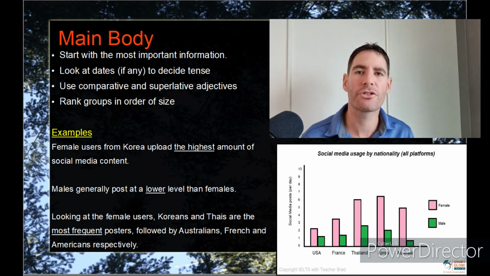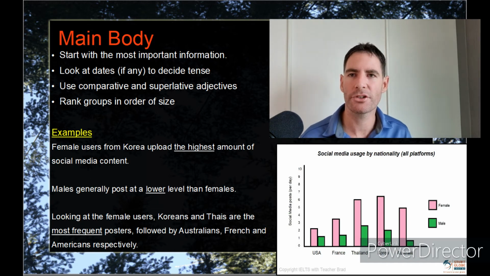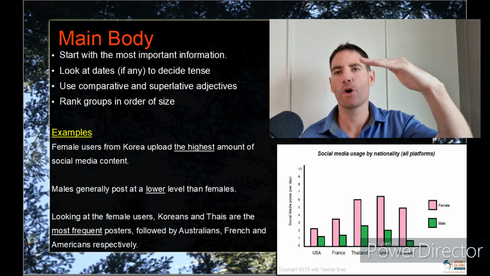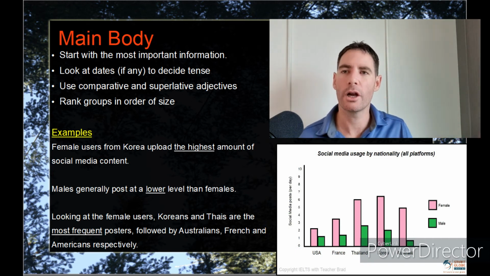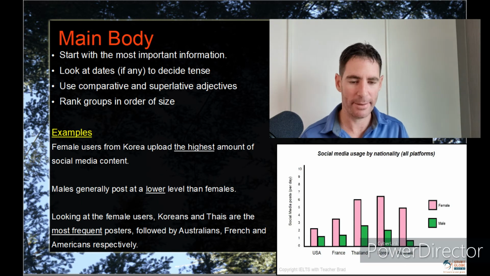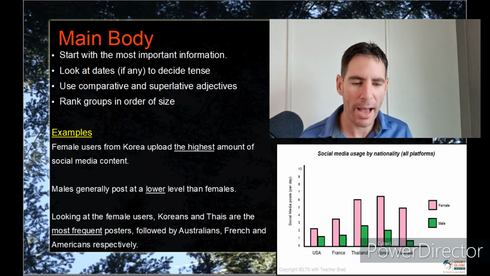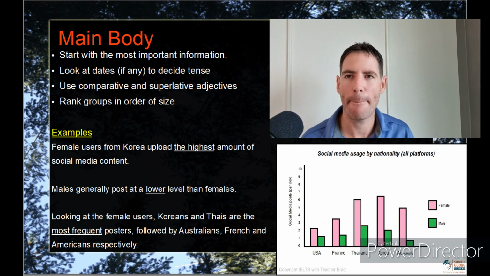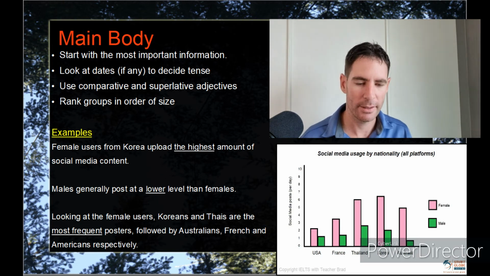And also a good strategy is to rank in order of size, starting from the highest and working your way down to the lowest. So my examples: female users from Korea upload the highest amount of social media content. Very easy to see. It is the tallest bar in the chart. That is the best place to start.